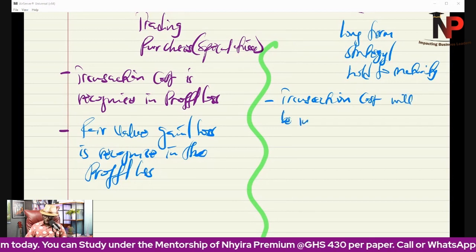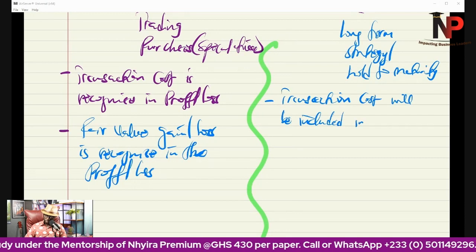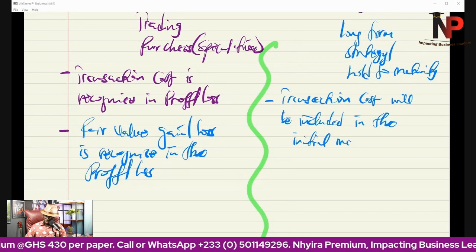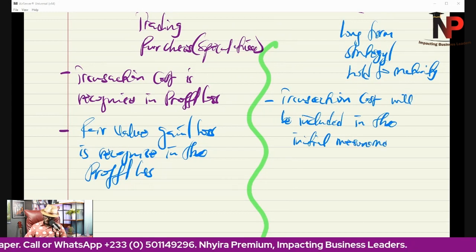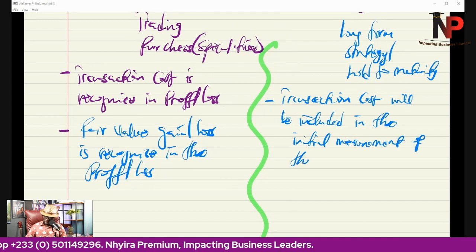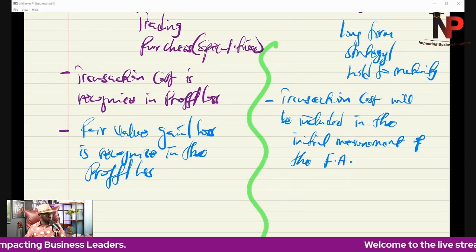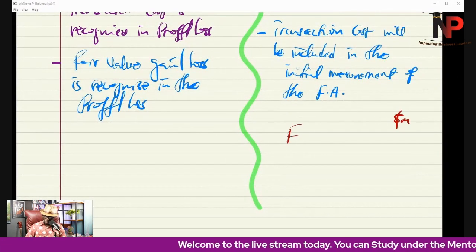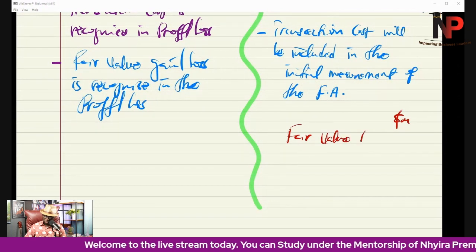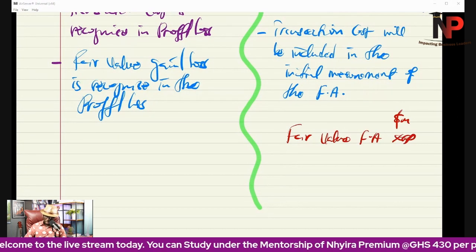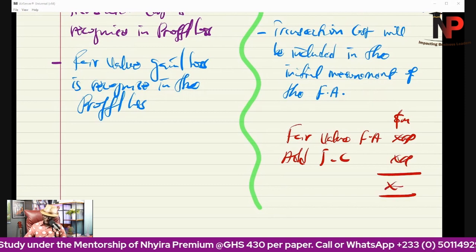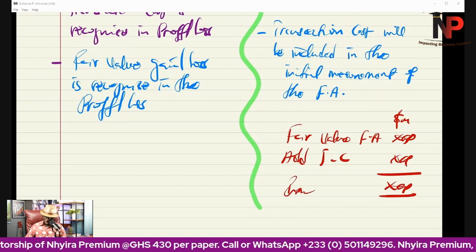Okay, the financial cost will be included in the initial measurement of the financial asset. You got to be careful here. So in financial asset, what then is going to happen is that we'll bring the fair value, how much we paid for the financial asset. Then you add TC, that's transaction cost, and that gives you the initial measurement in that particular case.